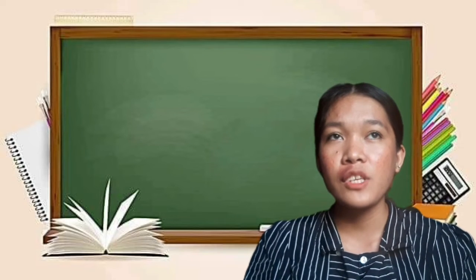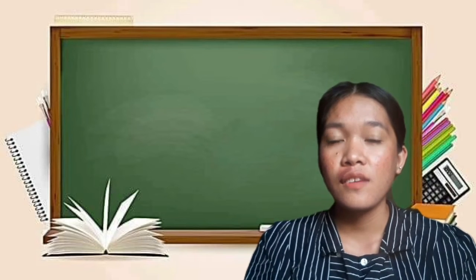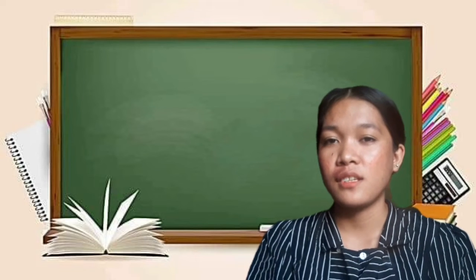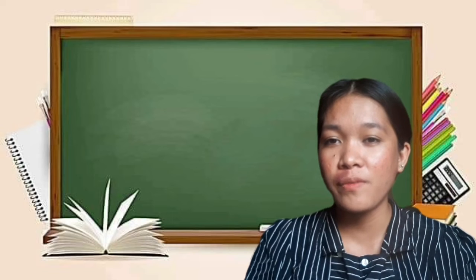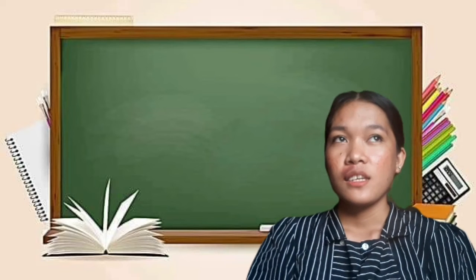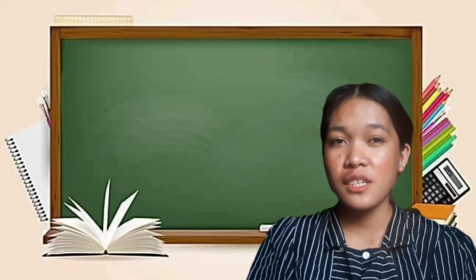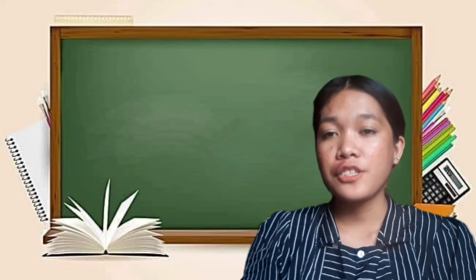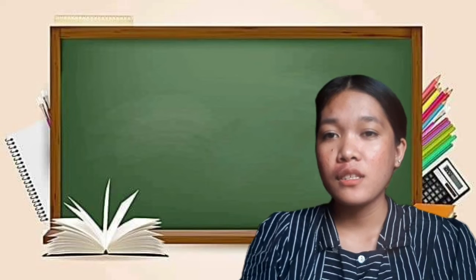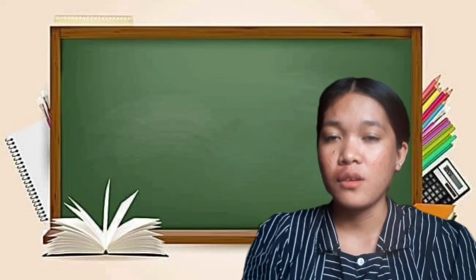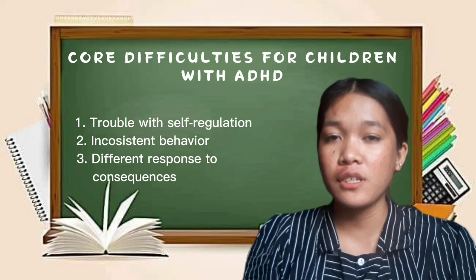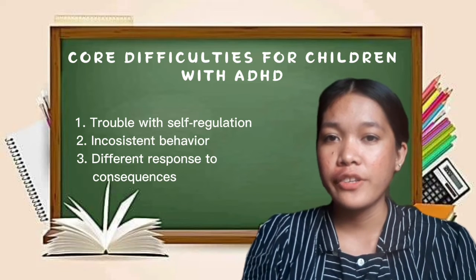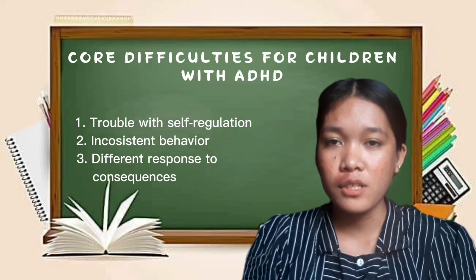For example, if the children act without thinking, that's an example of ADHD. Children with ADHD need super parenting. I searched some difficulties for children with ADHD. We have 3 core difficulties. First is trouble with self-regulation. Second, inconsistent behavior. Third, different response to consequences.